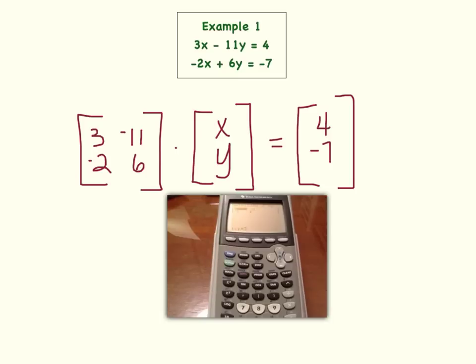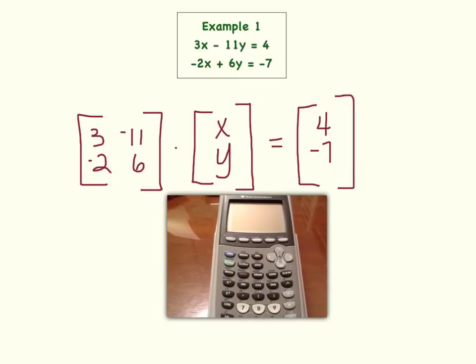Now you're ready to start entering the coefficients from your equations. I'm going to start with the coefficients of the first equation. I have 3, enter, negative 11, enter, negative 2, enter, and 6, enter. Negative 2 and 6 were the coefficients in my second equation.